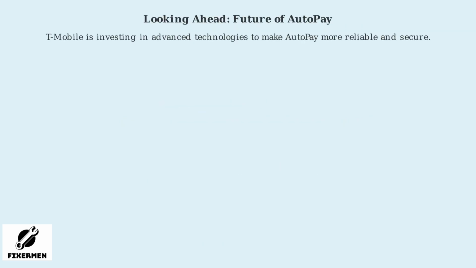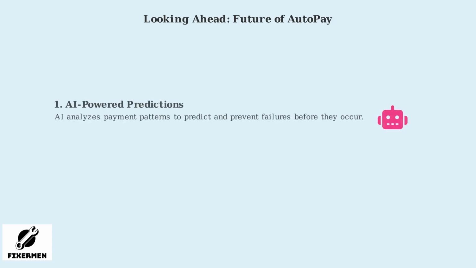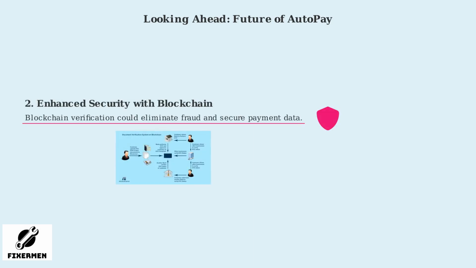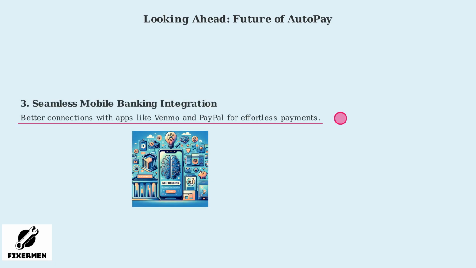Looking ahead, T-Mobile is actively working to improve AutoPay reliability through cutting-edge technologies. First, increased use of AI will help predict and prevent payment failures by analyzing user patterns and detecting potential issues early. Second, enhanced security measures may include blockchain-based verification to protect payment information and prevent unauthorized access. Third, better integration with mobile-only banking platforms will make AutoPay work seamlessly across popular payment apps.